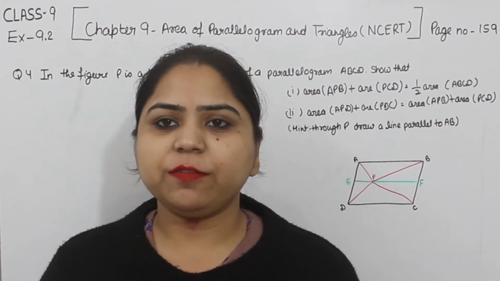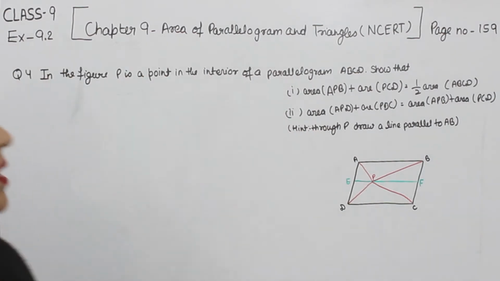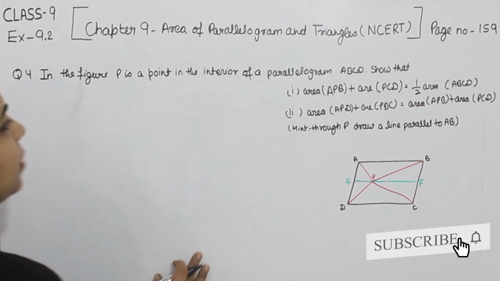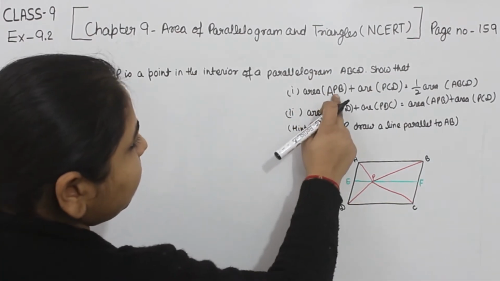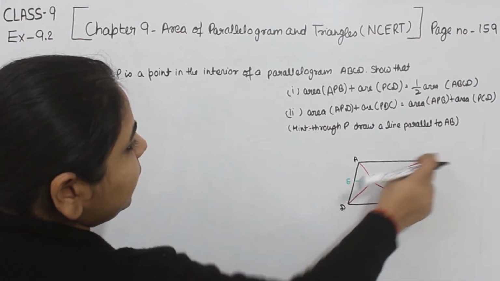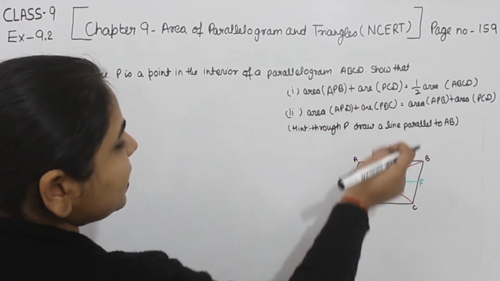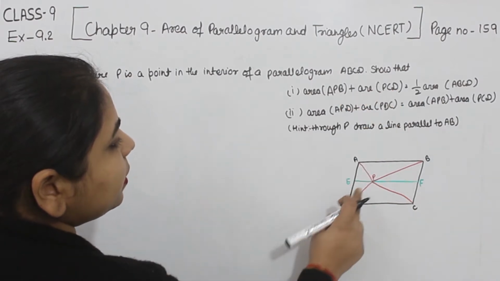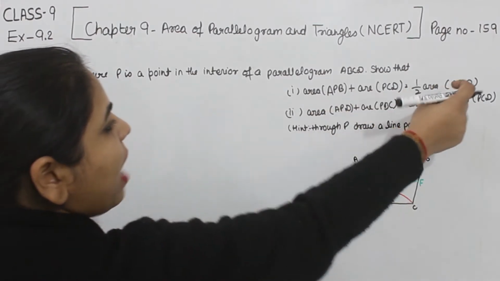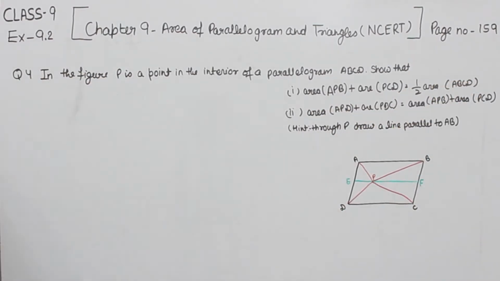We are here with another question of exercise 9.2, page number 159, question number 4. In the figure, P is a point in the interior of the parallelogram ABCD. Show that the area of triangle APB plus the area of triangle PCD is equal to half of the area of ABCD. This is part 1. So we'll start with part 1.